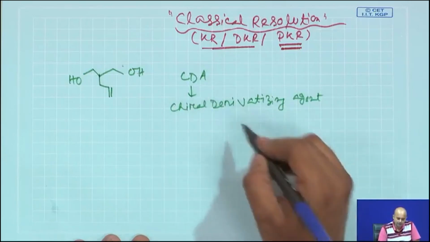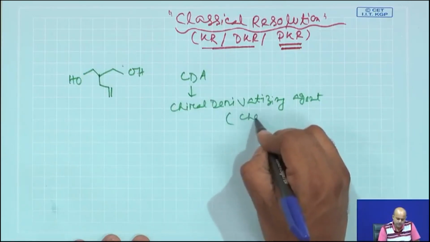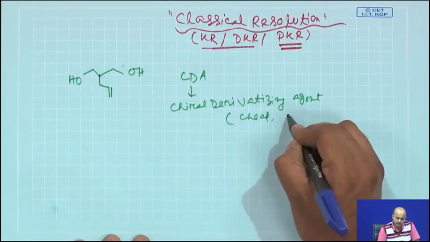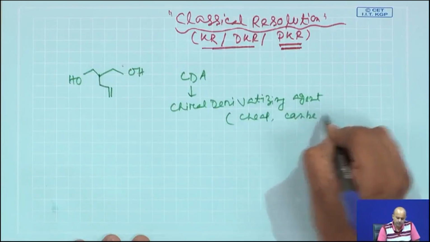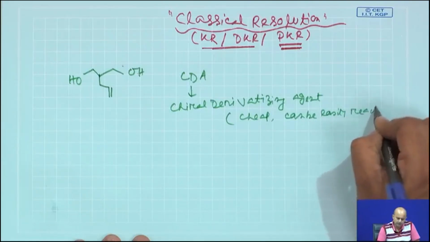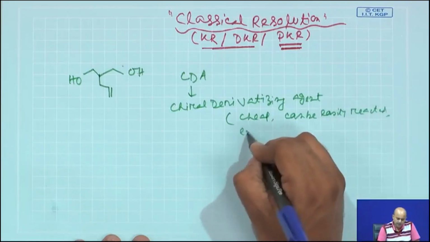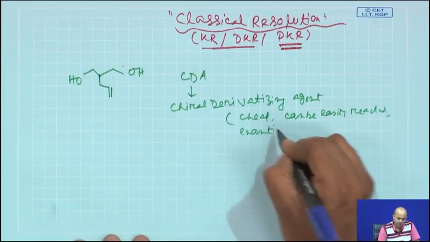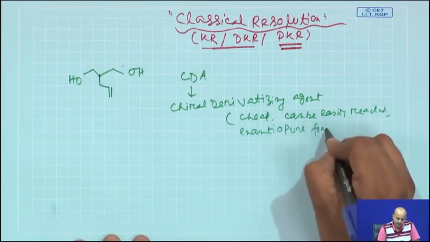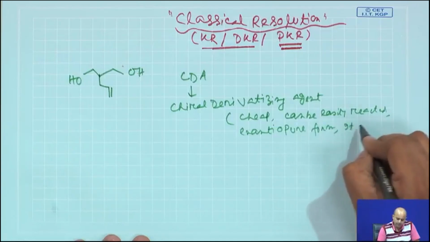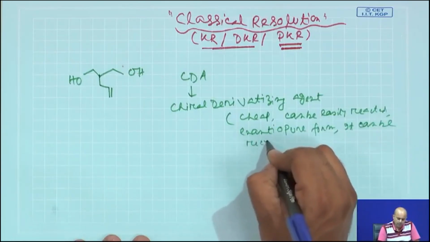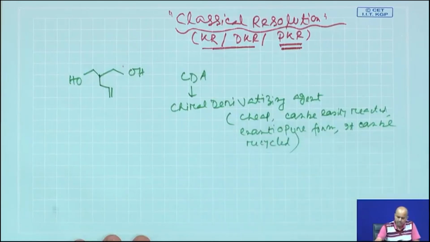Now, this chiral derivatizing agent must be very cheap, commercially available, and it can be easily derivatized, easily reacted. It must be available in enantiomer pure form. Those are the certain prerequisites you need to maintain, and the final point is it can be recycled. If you can recycle it, that will also be extremely important.